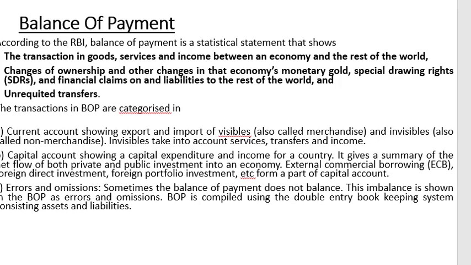Sometimes the balance of payment does not balance. This imbalance is shown in the balance of payment as errors and omissions. Balance of payment is compiled using the double entry bookkeeping system consisting of assets and liabilities.